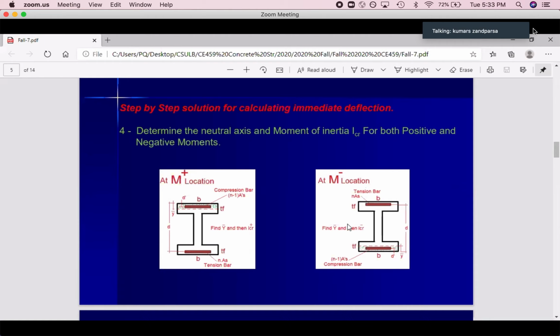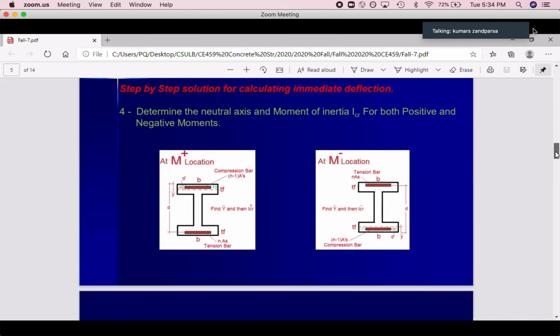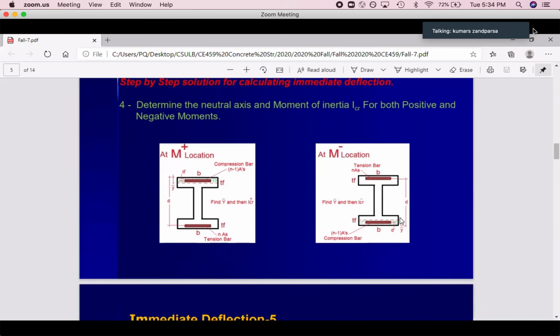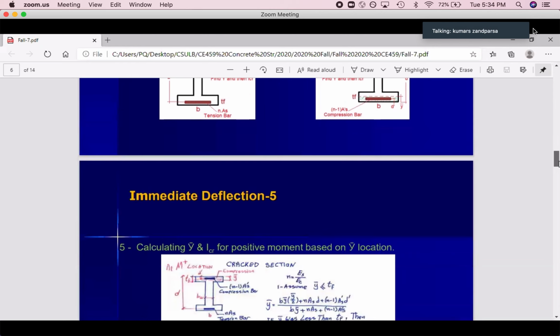So we have to find Y bar for positive or Y bar for negative. What's the Y bar? Neutral axis of the cracked section. Okay, let's see how we can calculate this. It's not that easy, because this Y bar can be inside the flange or can go inside the web. If the moment is not that big, this neutral axis will go to the web. So we have to calculate that in another way.